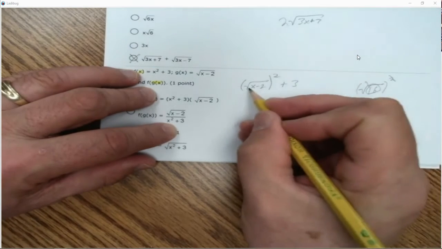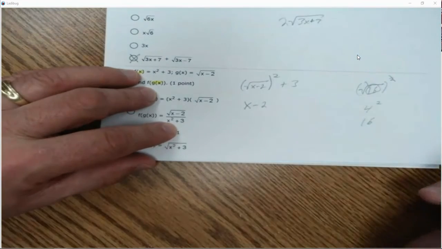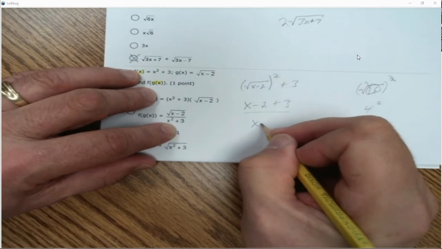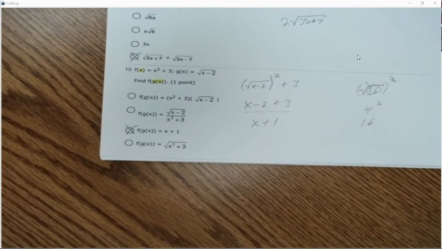So the square root of x minus 2 squared is just x minus 2 plus 3. So if we simplify that, it's x plus 1. There's our answer, x plus 1.